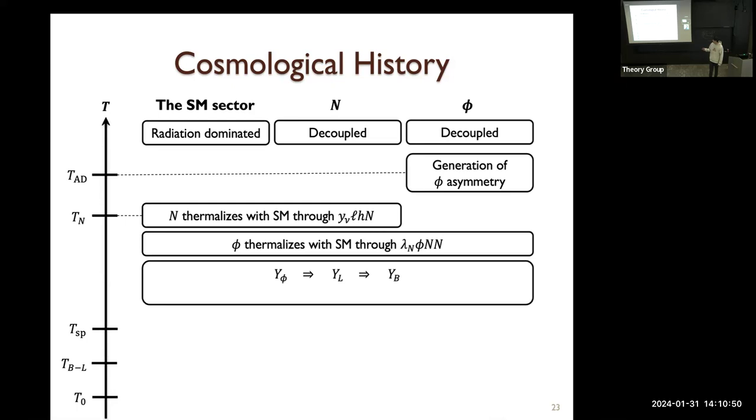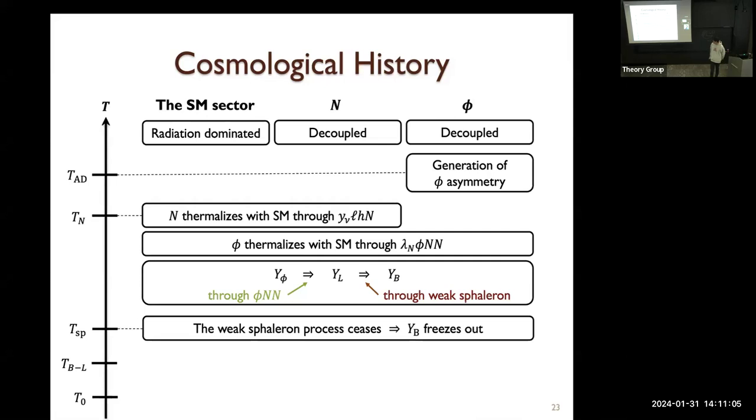Then the asymmetry of phi transfers to the leptonic sector through this term. They have direct coupling, and the leptonic asymmetry goes to the baryonic sector through the weak spallation process. And when the temperature drops below T_SP, which is the temperature at which the spallation process ceases, then Y_B freezes out. Y_B cannot be changed after this time.